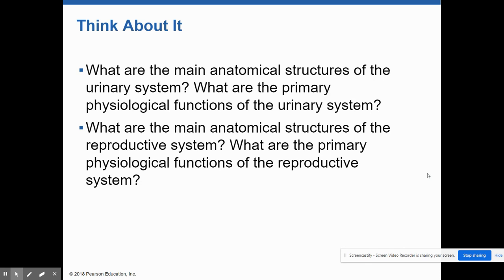So today we covered all of the organ systems in the body. Throughout the year, you're going to learn in much greater detail about each of these organ systems. And tomorrow we're going to talk about what are the requirements for life.